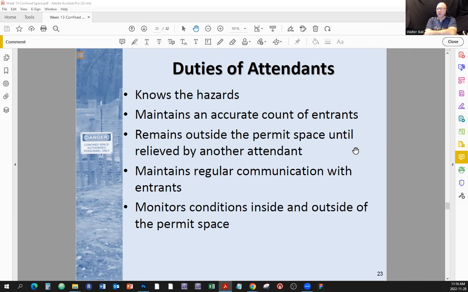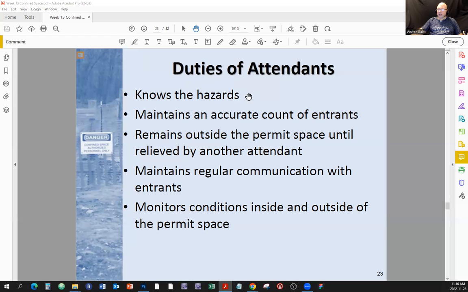And what are the duties of the attendants? The attendant is supposed to know the hazards. It's not just somebody saying, hey, what are you doing now? I was going to do lunch. Well, can you just go watch this person for 10 minutes? Make sure nothing happens. You can't just have that. That person should be familiar with the hazards that are present. It should be what's called a competent person when it comes to dealing with this particular situation, right? So knowing the hazards is one of the duties of the attendants.